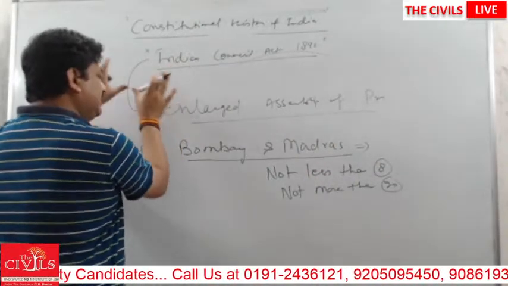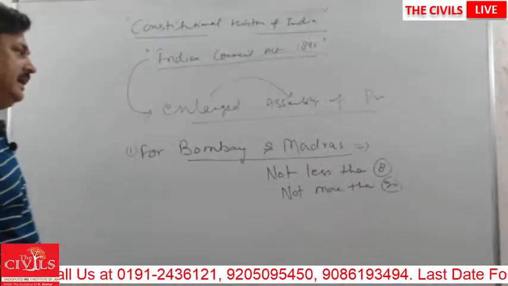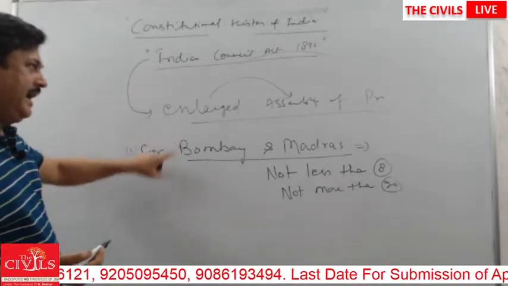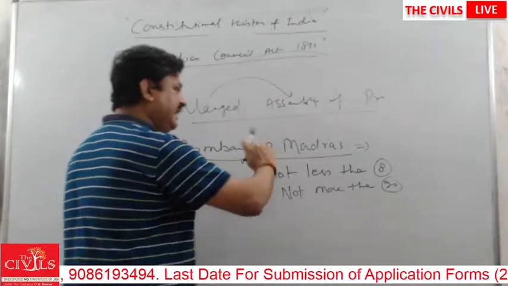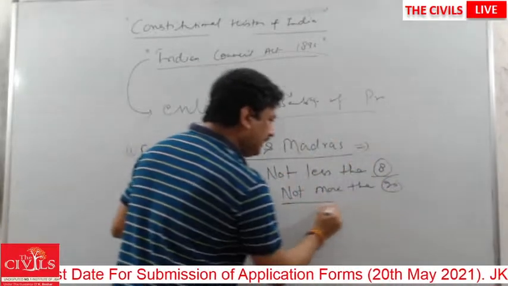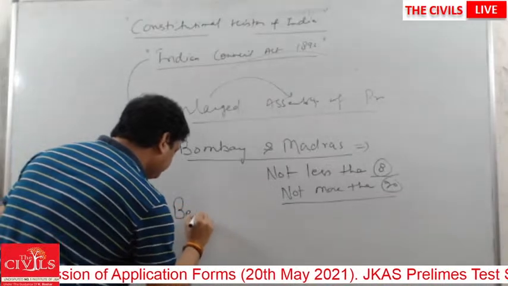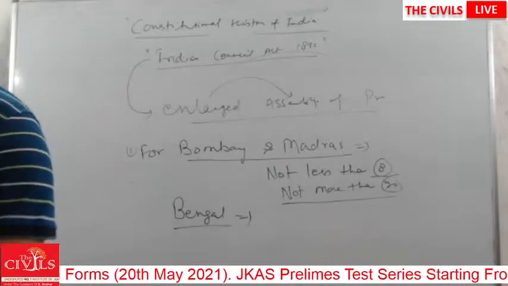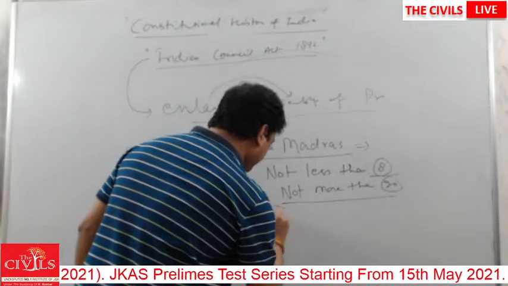This act was also responsible for the enlargement of the assemblies of provinces. For Bombay and Madras, the assemblies were enlarged by addition of not less than 8 members and not more than 20 members. For Bengal, the maximum was fixed to 20.